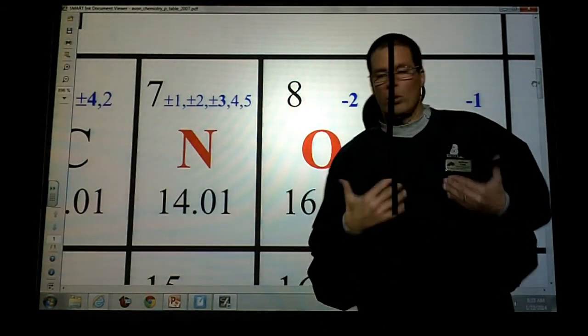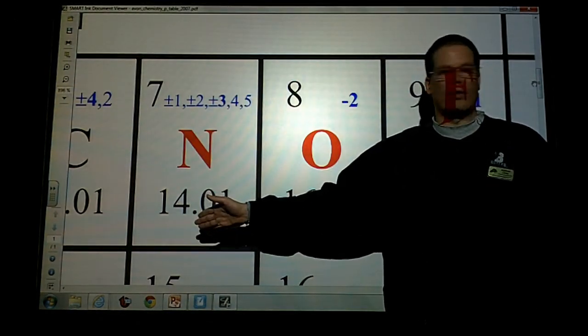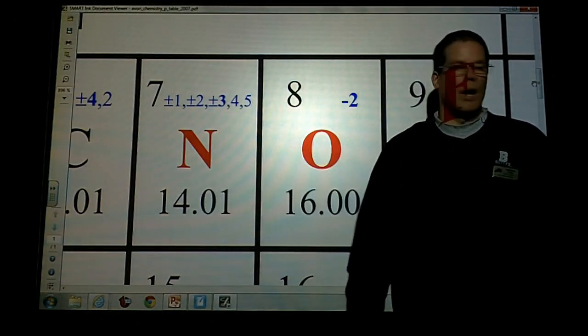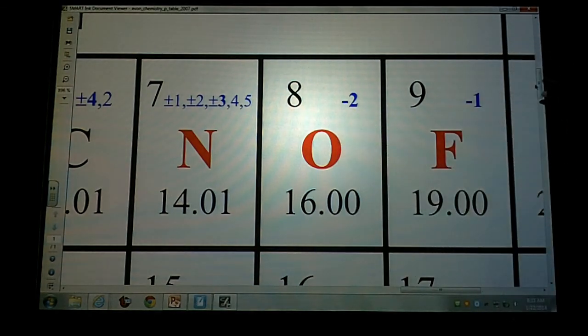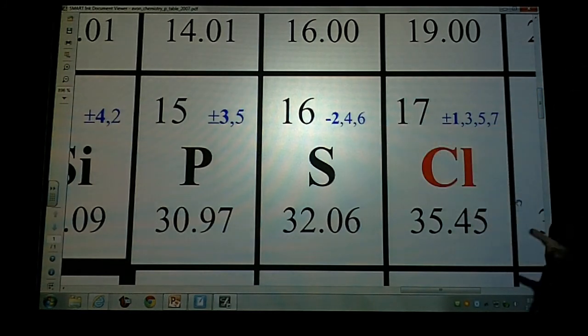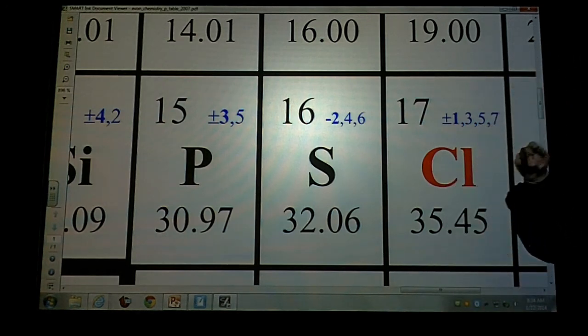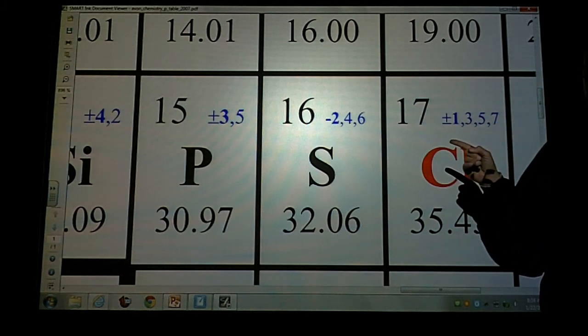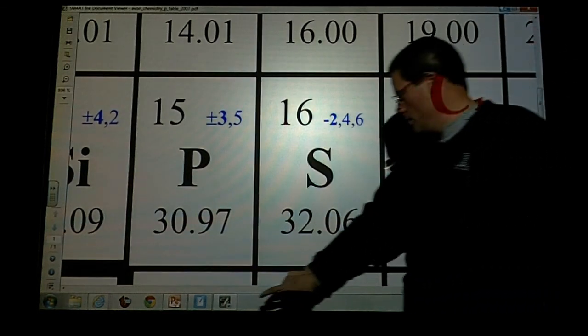However, if nitrogen's the only nonmetal in the compound, what charge is it? -3. Okay? And oxygen only has a -2 charge that we care about, and fluorine only has a -1. But once we start to get down here, now chlorine, sulfur, they have multiple charges. So when you're determining the oxidation numbers, the last thing you want to do after you finish determining it is check and see if it's a legal oxidation value. All right, and so that's what we're doing with this.